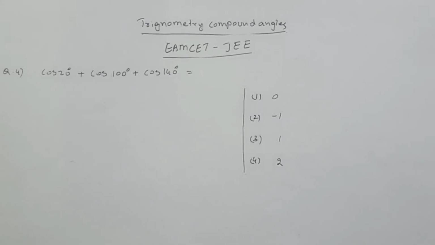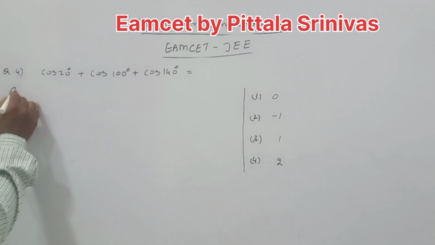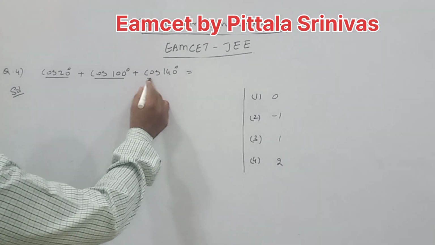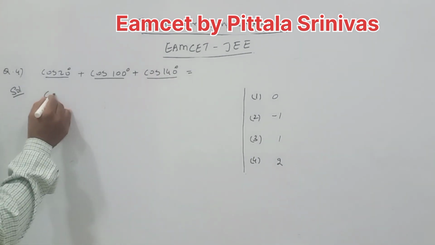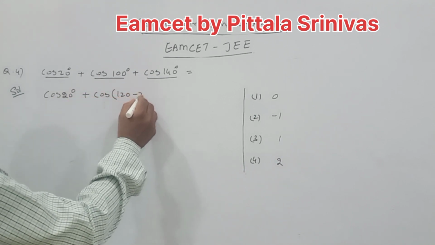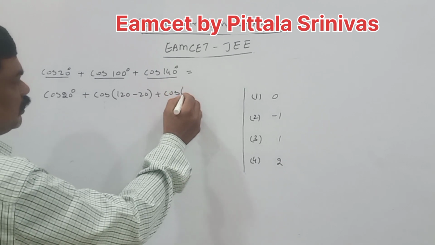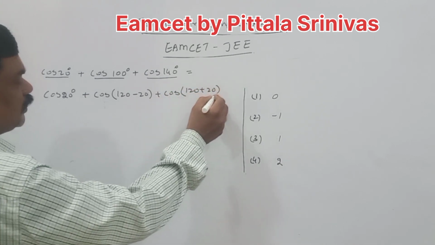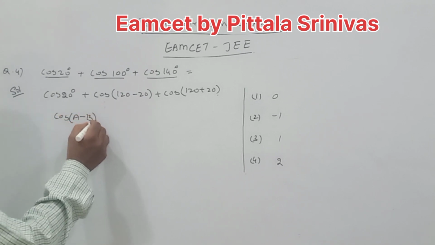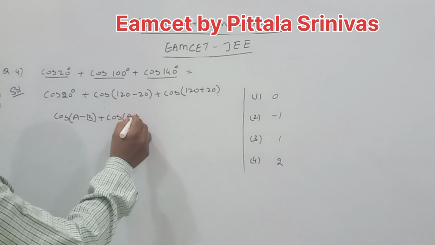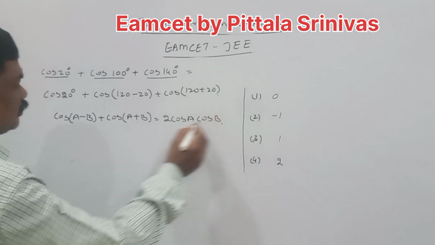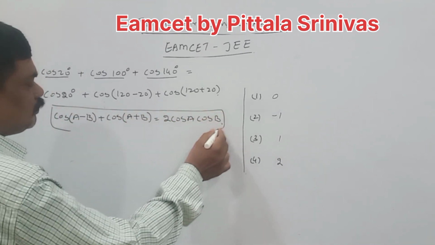Dear viewers, we have the problem cos 20 degrees plus cos 100 degrees plus cos 140 degrees. So this can be written as cos 20 degrees plus cos (120 minus 20) plus cos (120 plus 20) degrees. So here cos of (A minus B) plus cos of (A plus B) is equal to 2 cos A cos B. This is the formula.